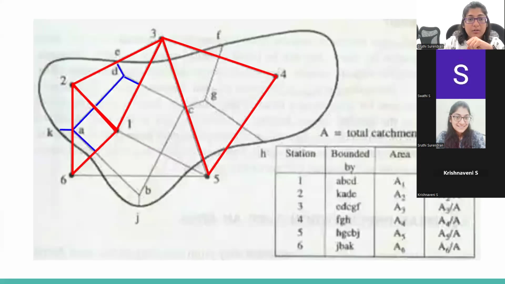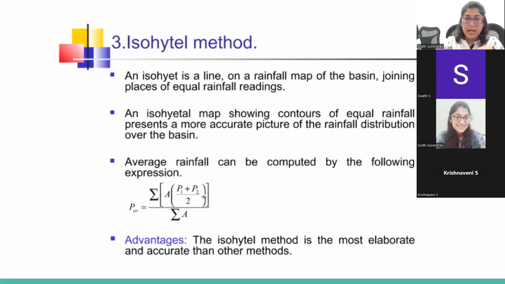Now the third method is called the isohyetal method. The isohyetal method is nothing but a method that involves creating isohyets.